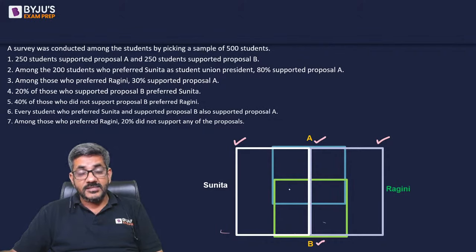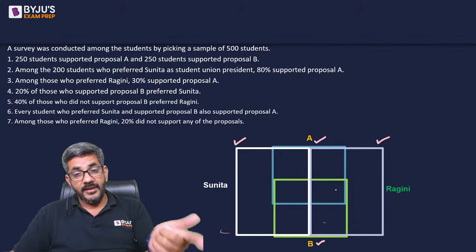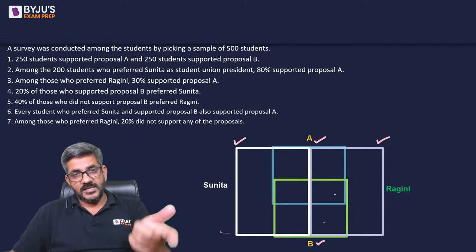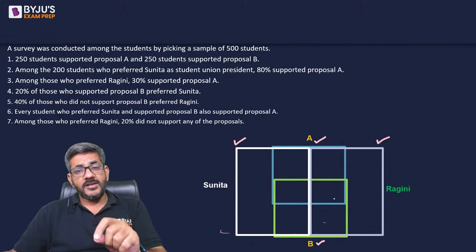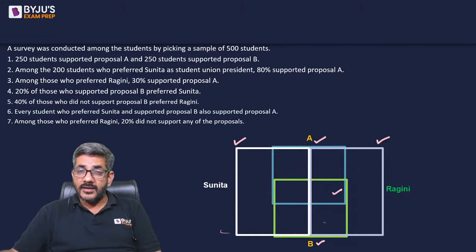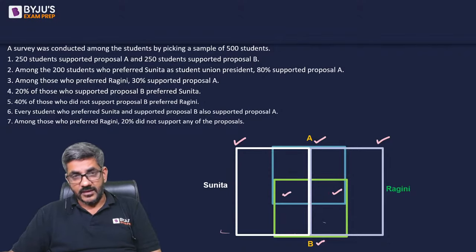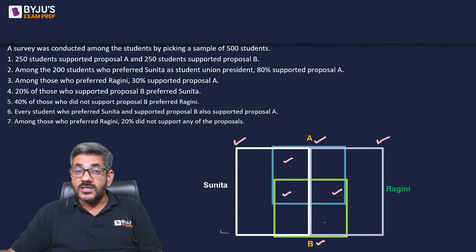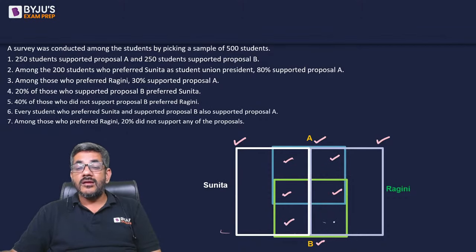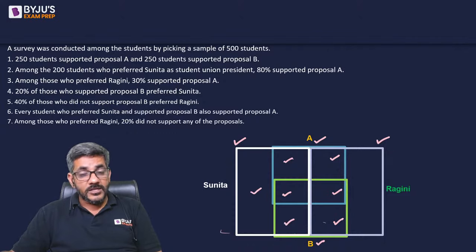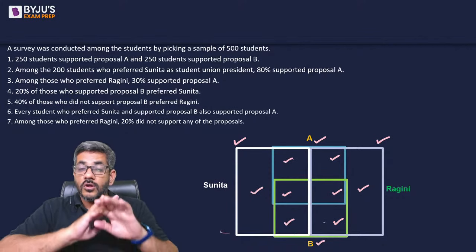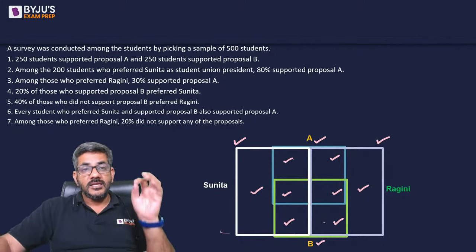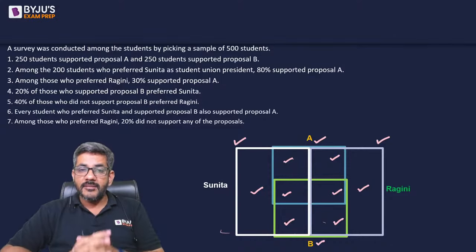And this area is representing people liking both A and B. This area is also representing people liking both A and B. But the difference is these people like Ragini, these people like Sunita. These people like A and Sunita only, A and Ragini only, B and Sunita only, B and Ragini only, Sunita with none of A and B, only Ragini with none of A and B, Sunita with A and B, Ragini with A and B. So now I have got all possible areas in this figure. I hope you are getting my point.